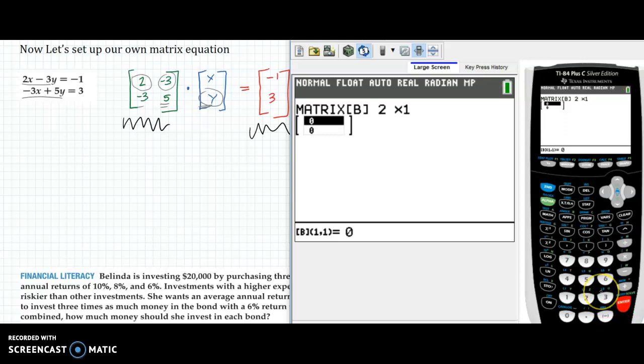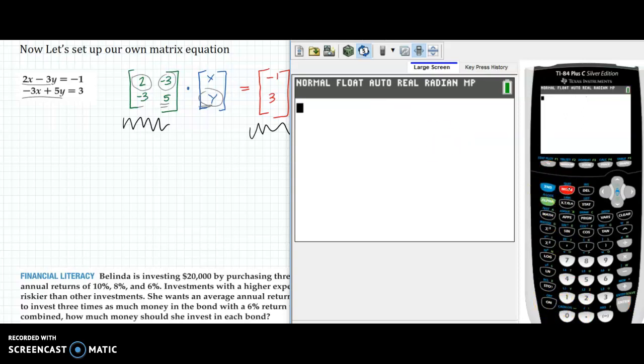So now we're putting in the red one. Over here, it's -1 and +3. Okay, so then go back to your main screen. You can just hit second quit, because now you're going to actually do algebra.